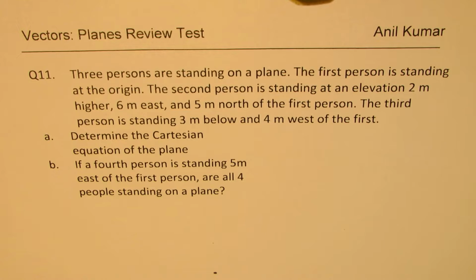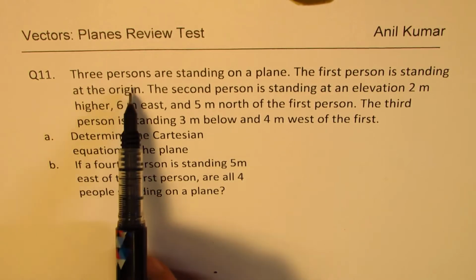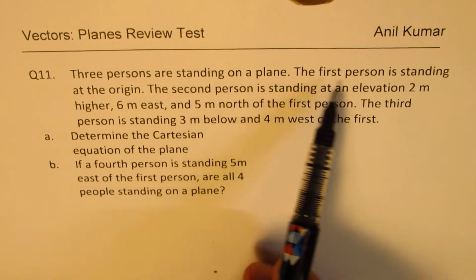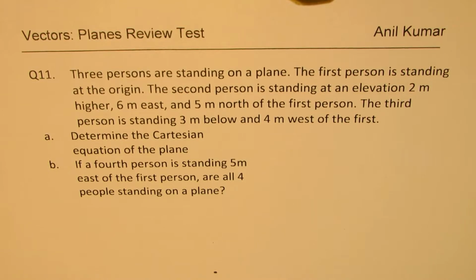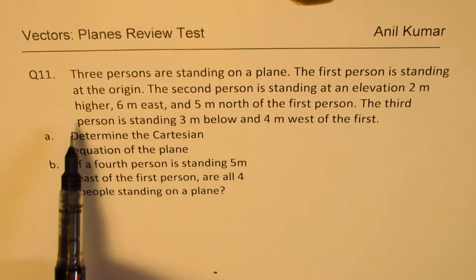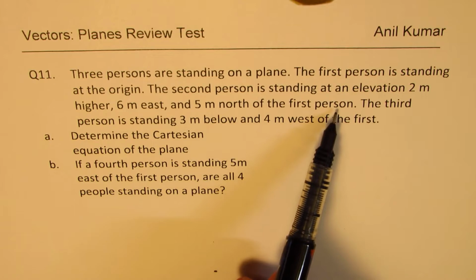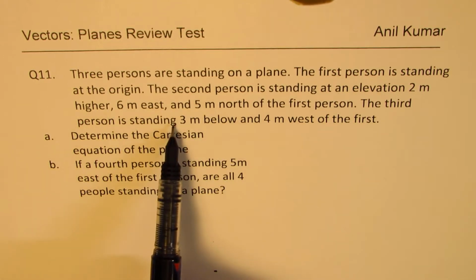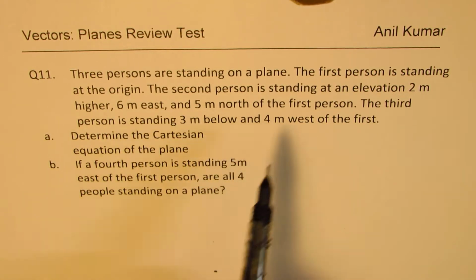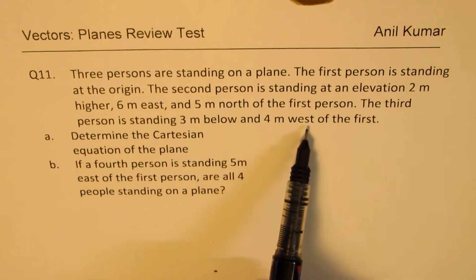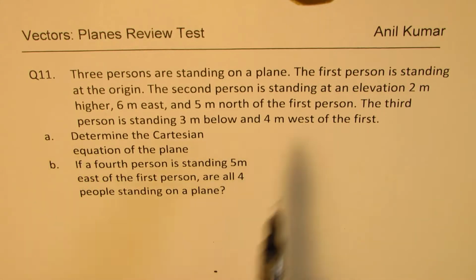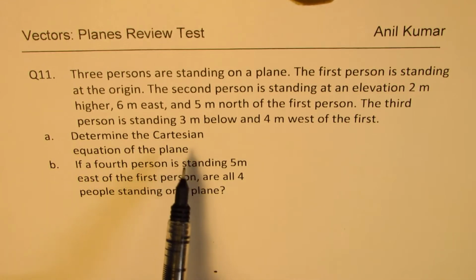I'm sharing with you some excellent questions from previous test papers. Here is question number 11: three persons are standing on a plane. The first person is standing at the origin. The second person is standing at an elevation of 2 meters higher, 6 meters east, and 5 meters north of the first person. The third person is standing 3 meters below and 4 meters west of the first. Determine the Cartesian equation of the plane.